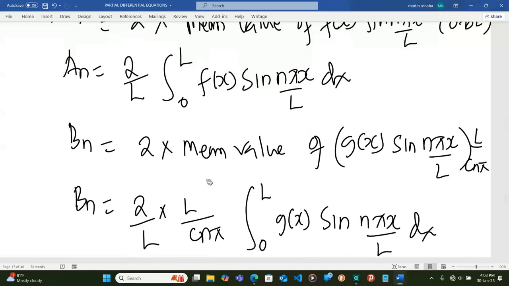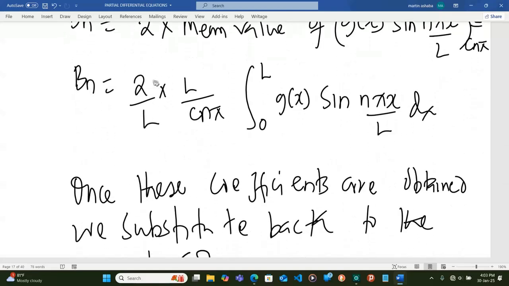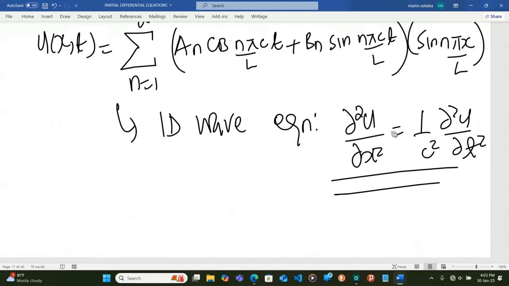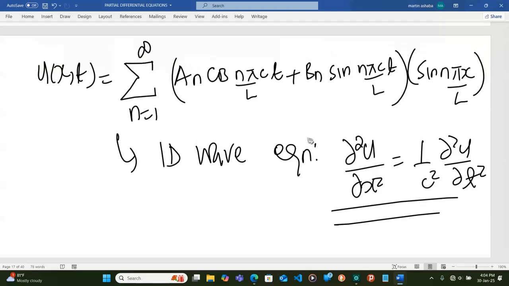From the equations we listed earlier, An is equal to 2 out of L, integrating from 0 to L of f of x sine n pi x out of L with respect to x, and Bn is equal to 2 out of c n pi, integrating from 0 to L of g of x sine n pi x divided by L. And then from there you can substitute your coefficients in the final equation, and you'll have the general analytical solution to the 1D wave equation as earlier.